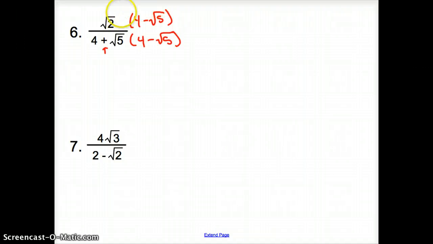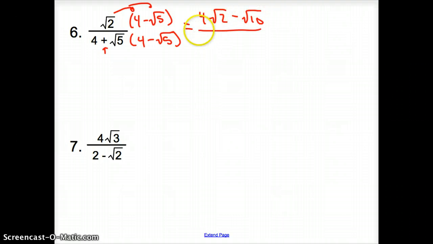Now we just multiply everything out. Take this square root of 2 times here and there. So we come up with 4 times the square root of 2 minus the square root of 10. Now, the tricky part, it looks like a lot, but watch what it turns into in the end. So it's 4 times 4 to get 16. 4 times the negative square root of 5, so it's negative 4 times the square root of 5.